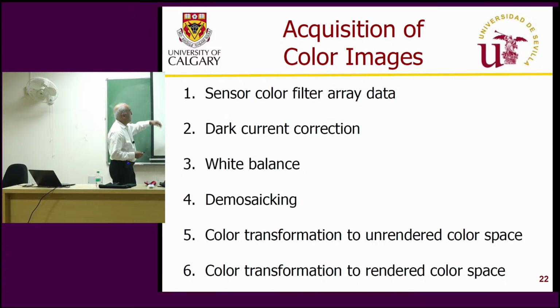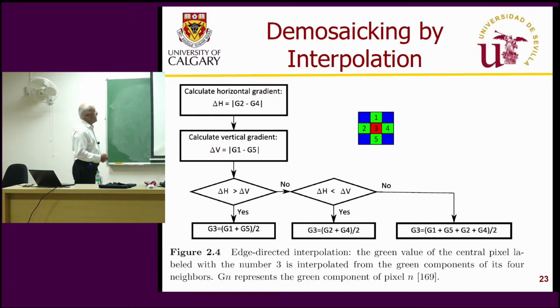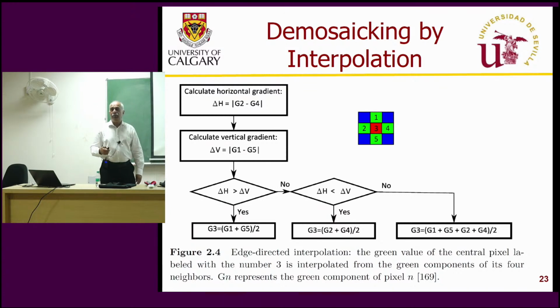Demosaicing, I'll show you that. The mosaic of the color filter array. Color transformation to unrendered color space and color transformation to rendered color space. So demosaicing is interpolation to get the other color components from a single pixel of the received array, which will have only one color component because of the filter that is put on your CCD detector. The CCD detector just detects intensity. There is a filter on top with RGB. So under element 3, you only get the red component, and other elements will give you the green, and those will give you blue.